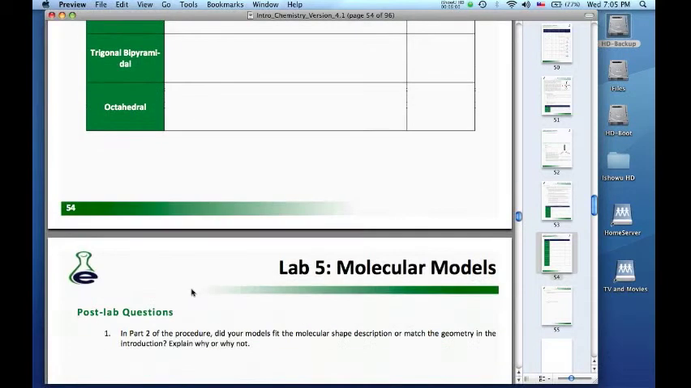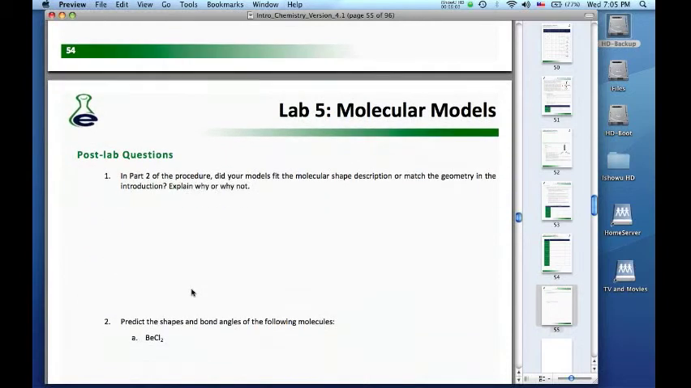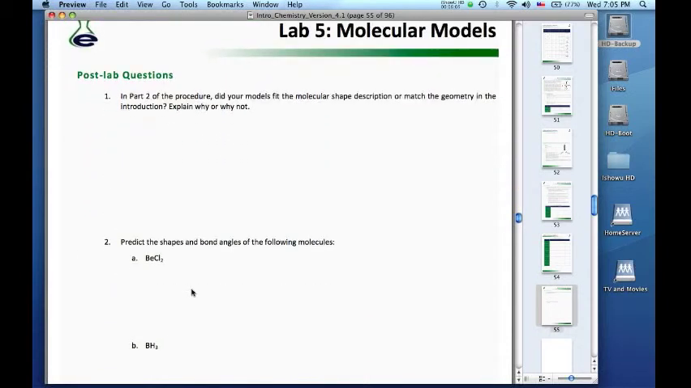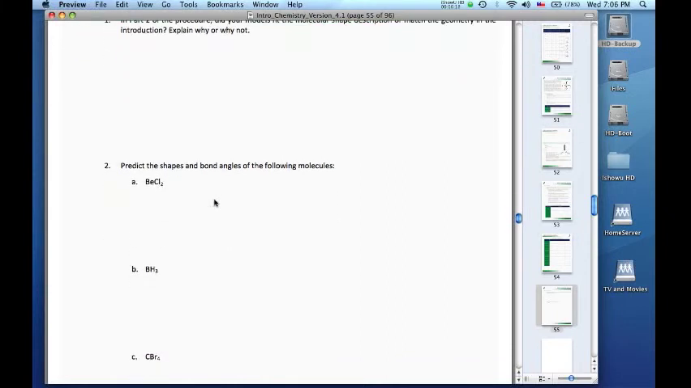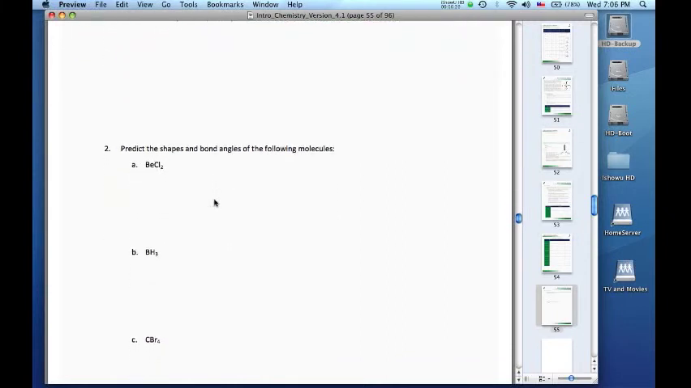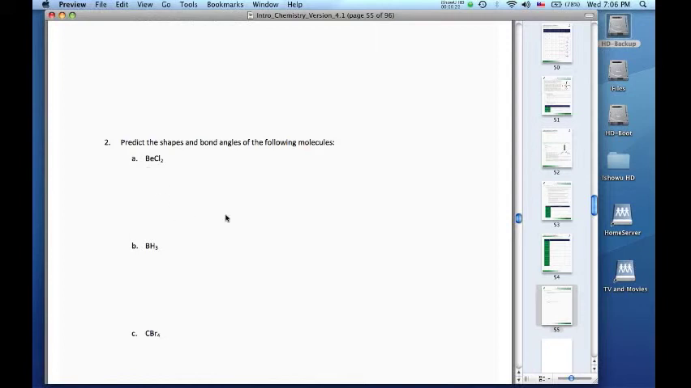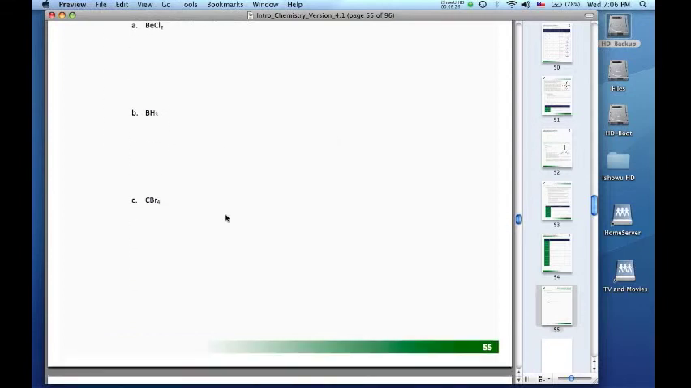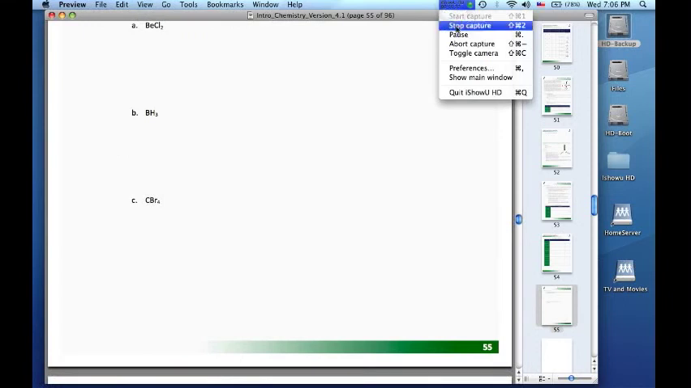And so now, do they match the geometry of the introduction? They should. They really should. If they didn't, then hit me up for help. If you have any questions, or if you can figure it out, you can explain why. And the shapes here, we already talked about before. So hit me up if you have any questions. This is a fairly safe lab.